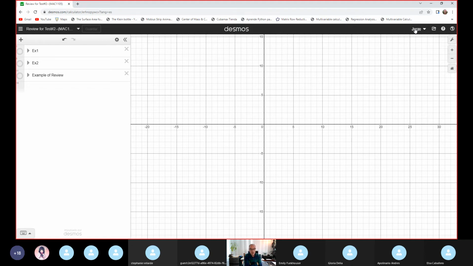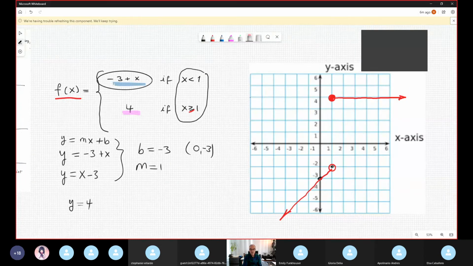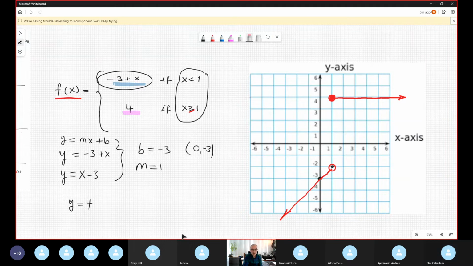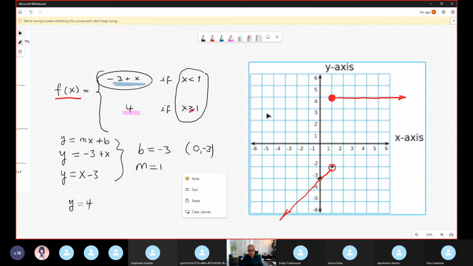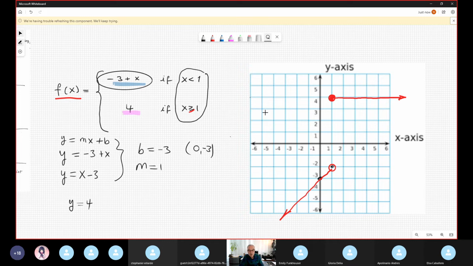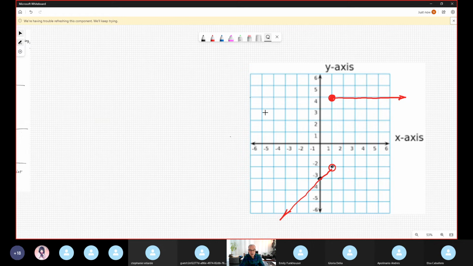Okay, let's do at least one more example of the review, and that's it. How do you feel? Good. Okay, do you see now the whiteboard? Yes. Let's move on to the next question. Next question is using also the rectangular coordinate system. Okay, I know. Okay, this test is hard.